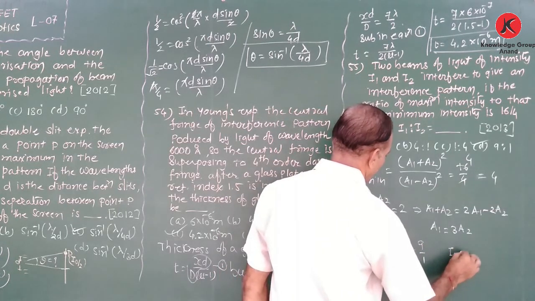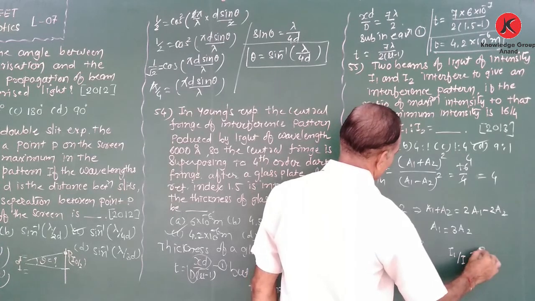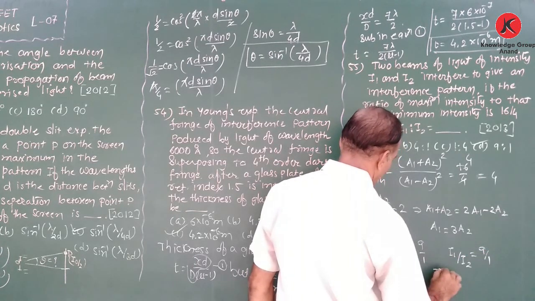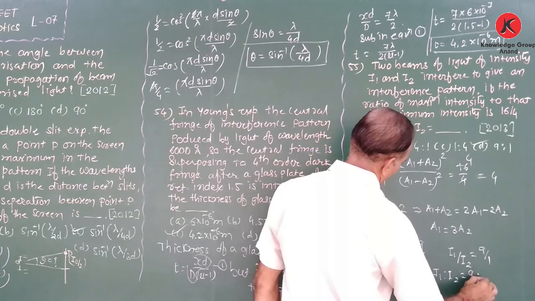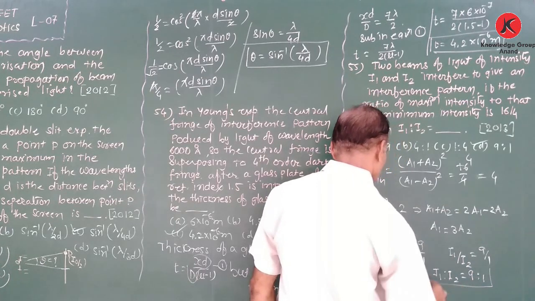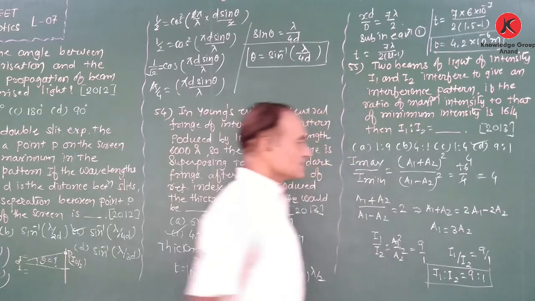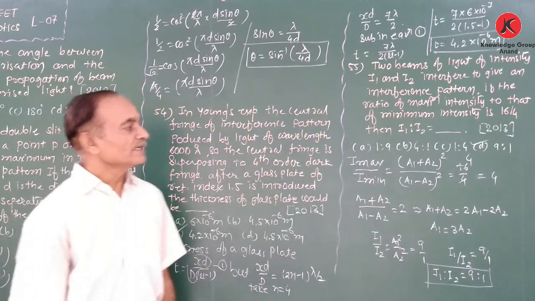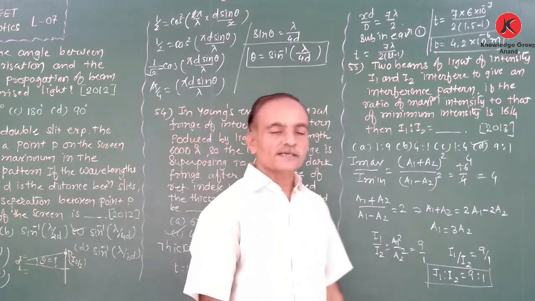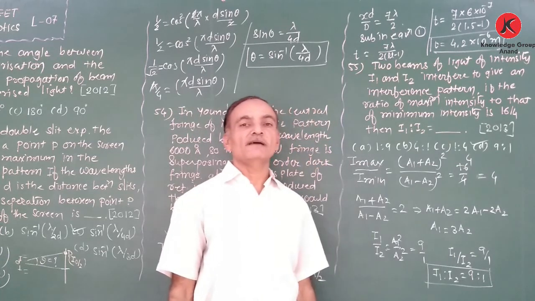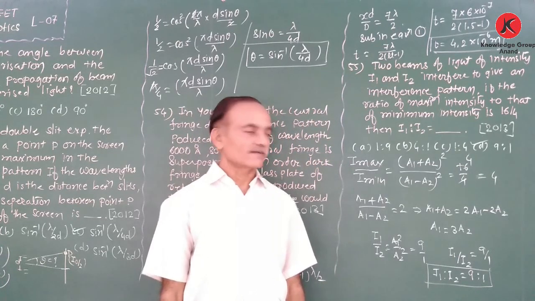Therefore, the ratio of I1 upon I2 is equal to 9 by 1. Thus we find out the ratio of the intensity of the waves if the ratio of the maximum to the minimum intensity of the waves is given.